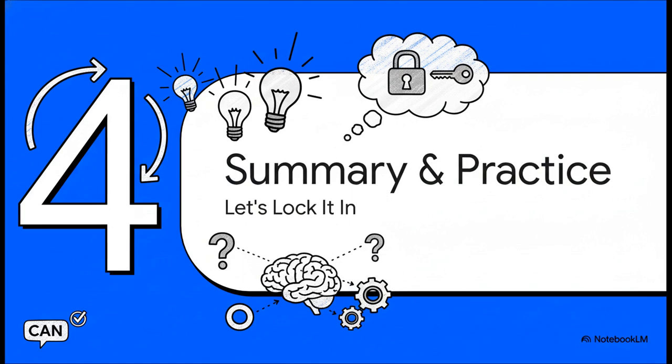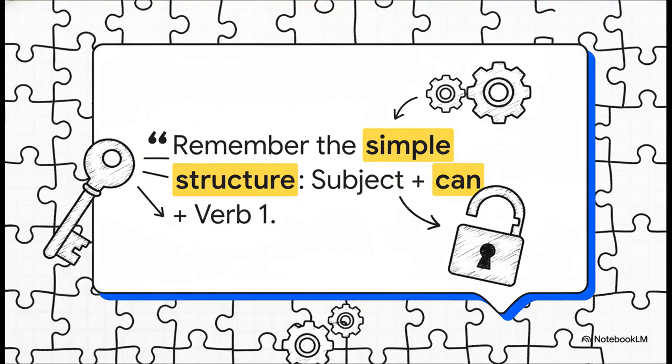Let's just do a really quick recap now to make sure all these important ideas really stick in your mind. Look, if you only take one single thing away from all of this today, let it be this. This simple, unbreakable structure, subject plus can plus the basic verb. That's it. This little formula is your key. It unlocks every correct sentence you'll ever need to make with can.